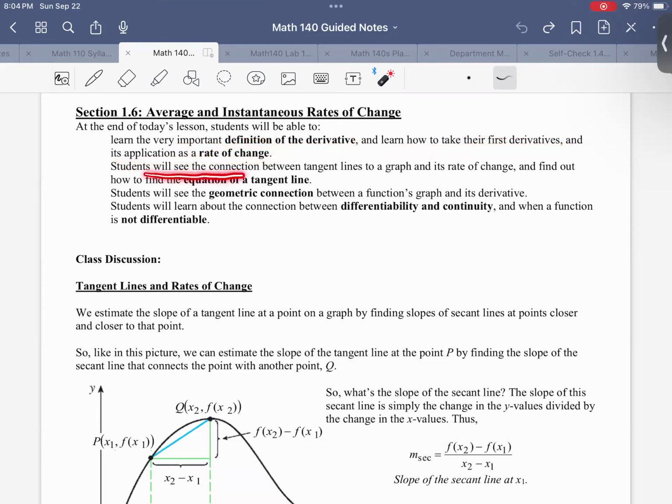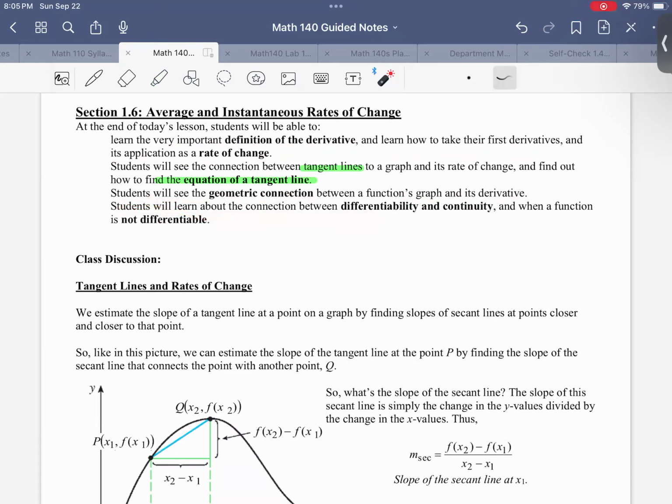Students will see the connection between tangent lines, which is something we're going to learn today, and how it relates to rates of change, and find out how to find the equation of a tangent line. Students will see the geometric connection between a function's graph and its derivative, and students will learn the connection between differentiability and continuity, and when a function is not differentiable.